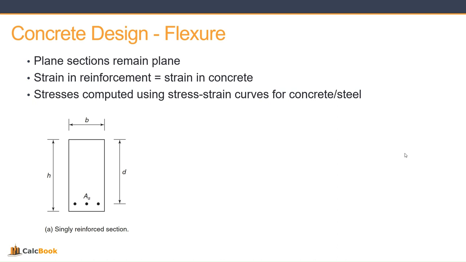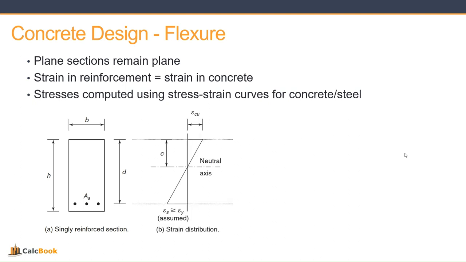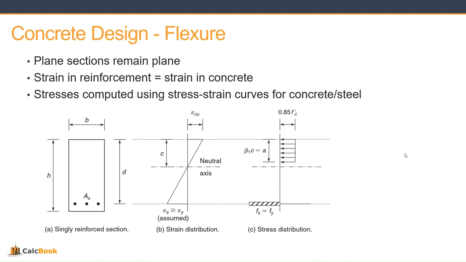So we have a rectangular section like this for a singly reinforced concrete beam, with height h, width b, and the depth of reinforcement d. Then we look at our strain distribution for that. You can see we have that depth c to the neutral axis, and then our concrete strain and our steel strain. Then we look at our stress distribution. We have our concrete compression block there with depth a, and then we have our rebar stress there on the bottom.